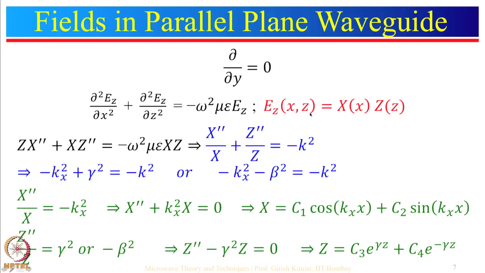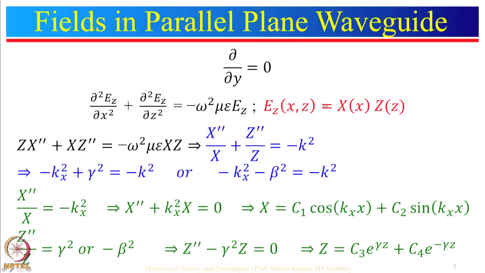In the parallel plane waveguide, as we discussed, the plates are extended to infinity in the y direction, so the field will be constant in the y direction and there will not be any change in the fields. So we can take ∂/∂y equal to 0. By putting this in the wave equation, we get ∂²Ez/∂x² plus ∂²Ez/∂z² is equal to minus ω square με Ez. Since Ez is varying along x and z only and is constant along y, we can consider Ez is equal to a function of x times a function of z.